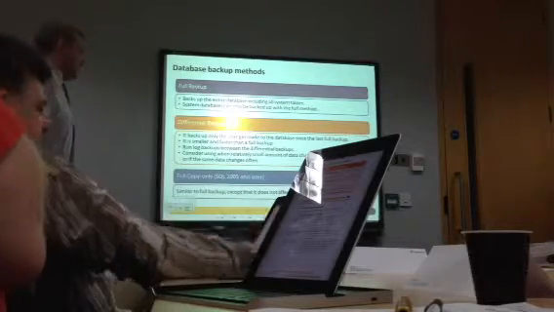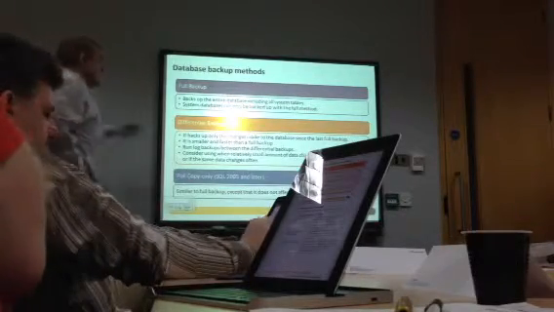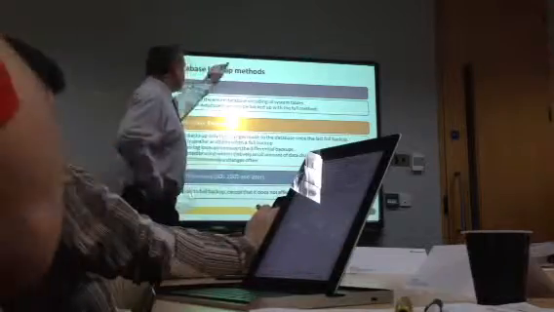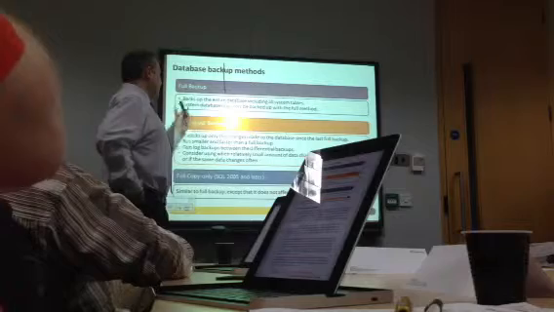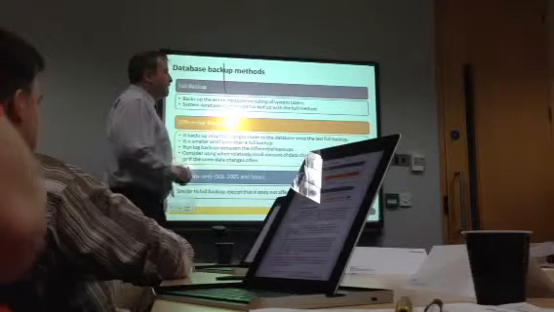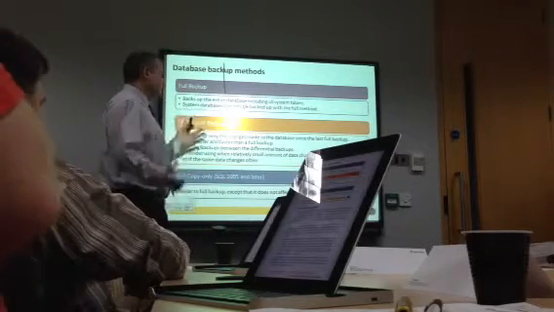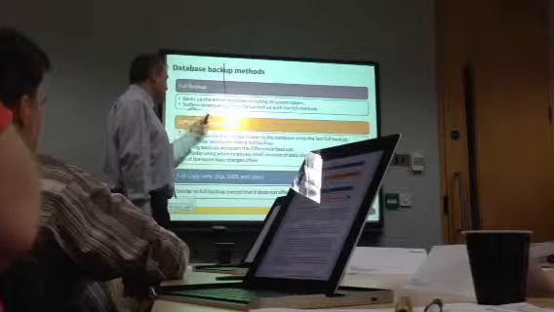Okay, so database backup methods. Full database backup backs up the entire database, including all system tables. System databases can only be backed up with the full method. So that would be the master database, MSDB, and so on.